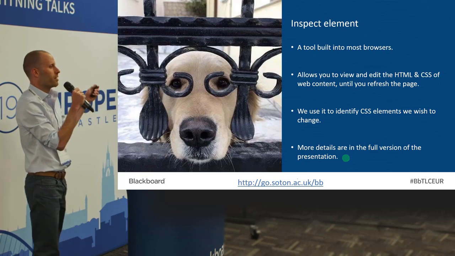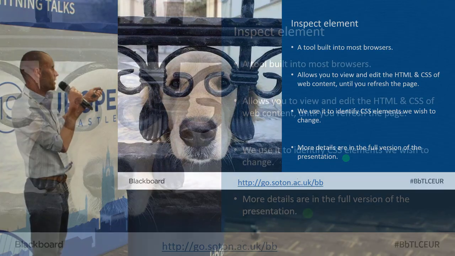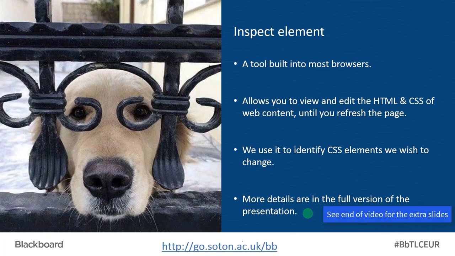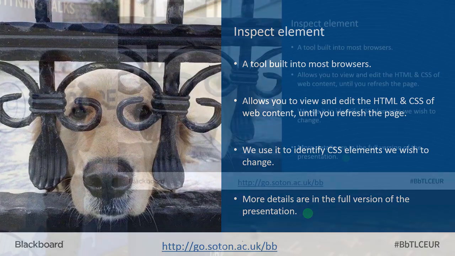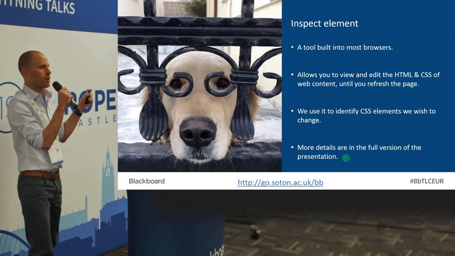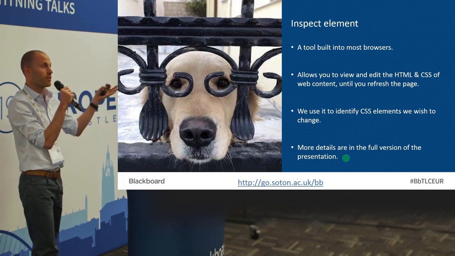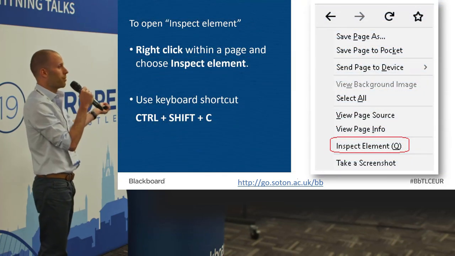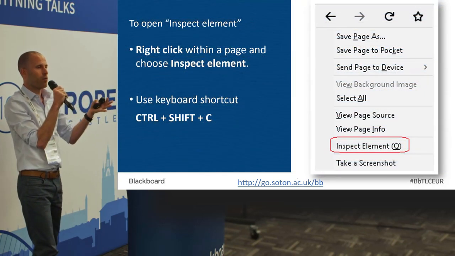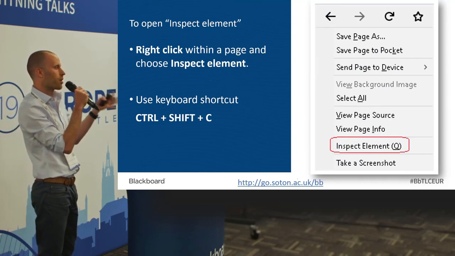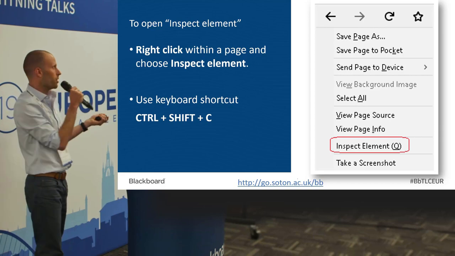And we found that the quickest, easiest way to start finding stuff out was using this Inspect Element tool. Inspect Element is just an option in most browsers where you can look at the HTML and the CSS of the web page that you're on, and you can affect changes to that up until the point at which you refresh the page. It's a really useful tool to identify the specific elements in the CSS that you want to change. So within a page, you can right click anywhere, for instance on a button that you want to change the color of, and choose Inspect Element.